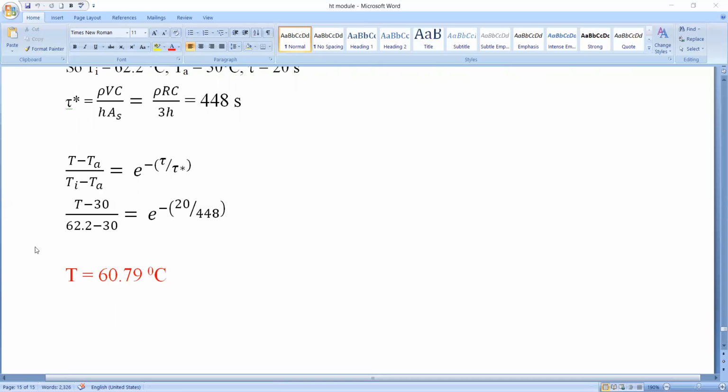What does it represent? After 20 seconds, the temperature attained by the test junction in the stream of air which is at 30 degrees centigrade is 60.79 degrees centigrade. This is the final answer of the problem.